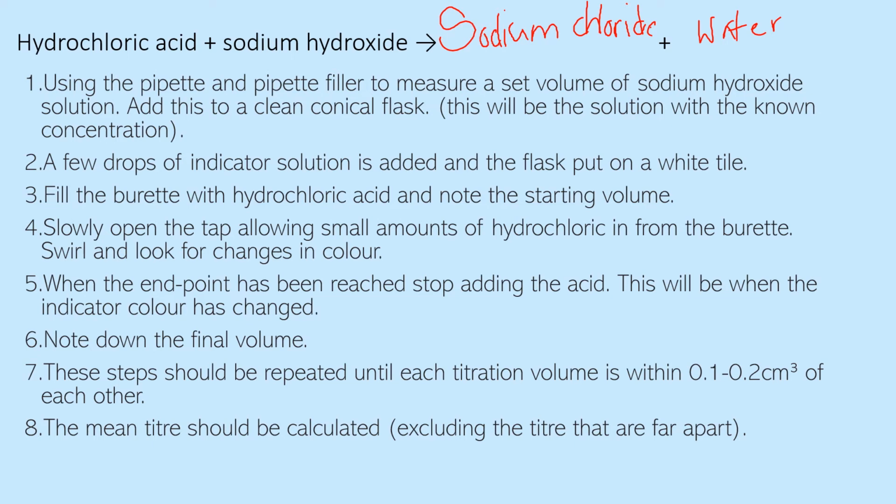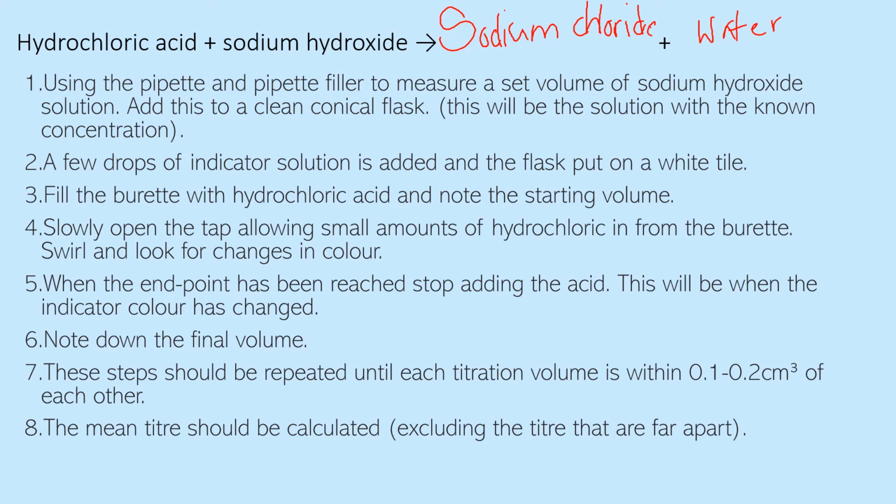So we're then going to fill the burette with hydrochloric acid and note down the starting volume. We're going to slowly open the tap at the bottom of our burette and add tiny amounts of hydrochloric acid in at a time. We're then going to swirl our conical flask and look for any changes in colour. When we do see a change, so when it does go clear, we're going to swirl it to make sure it stays clear, and this will be our end point. And we're going to note down that final volume.